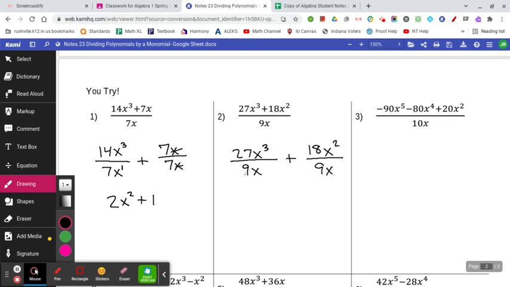So 27 divided by 9 is 3. X to the third divided by x to the first. Larger exponents in the numerator, so the base is going to land in the numerator. 3 minus 1 is 2. 18 divided by 9 is a positive 2. And then x squared divided by x, 2 minus 1 is going to give me x to the first power.